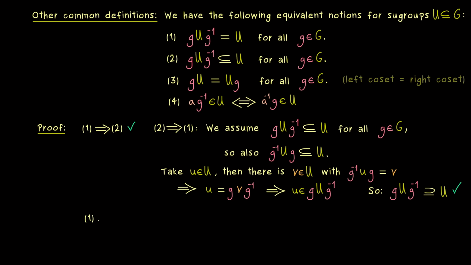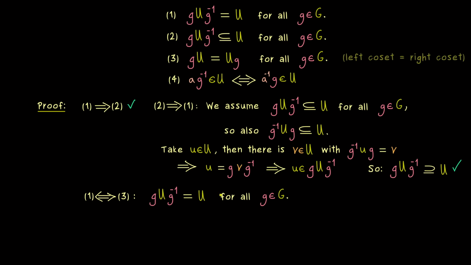And indeed, in a really similar way, we can also show that 1 is equivalent to 3. Essentially, it's again just bringing G to the right hand side here, but maybe it's easier to see if you write it in the element level again.